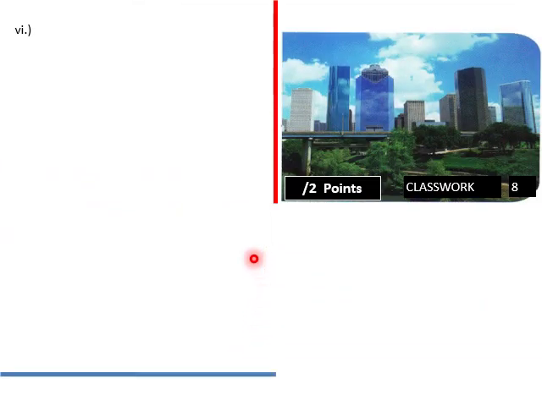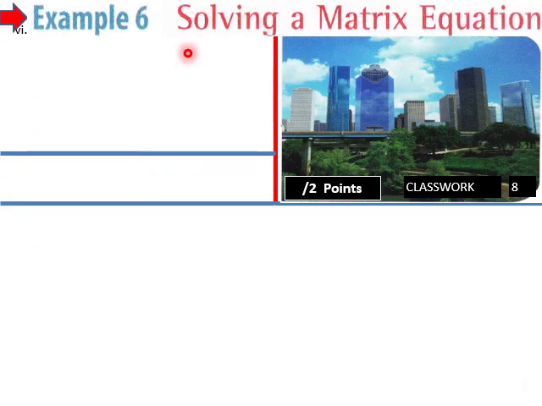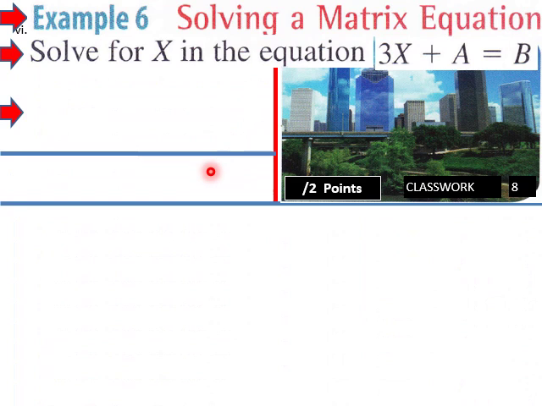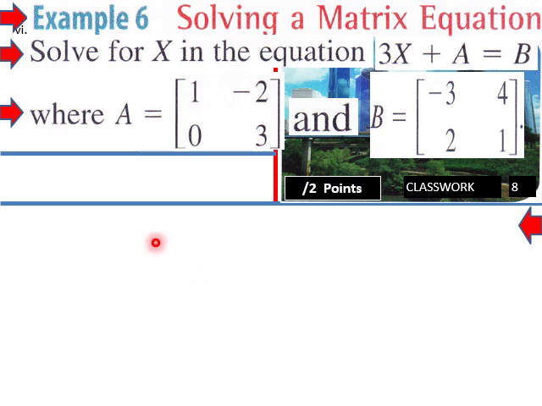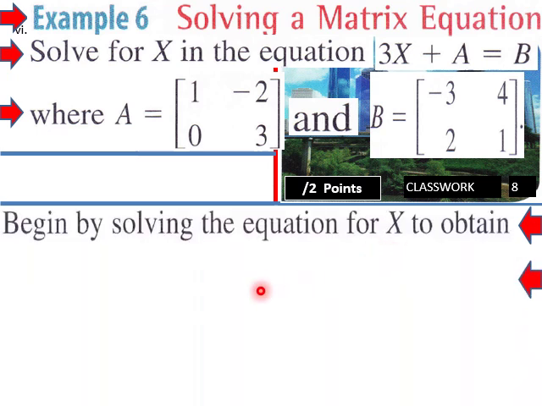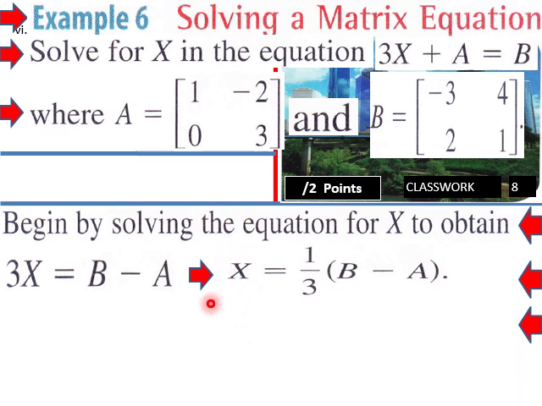So let's go into another example here. Example 6, solving a matrix equation. Solve for x in the equation 3x plus a equals b, where a equals this matrix here, and b equals this matrix here. Begin by solving the equation for x to obtain 3x equals b minus a. Up here, 3x equals b minus a. And then this gives us x equals 1/3 of b minus a. So this is what x will be when we solve for x.